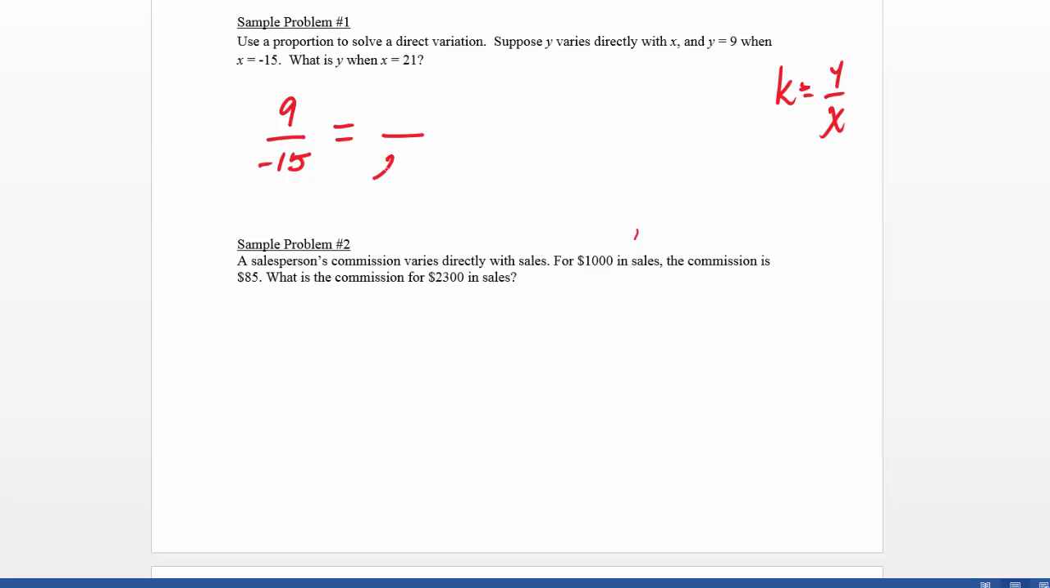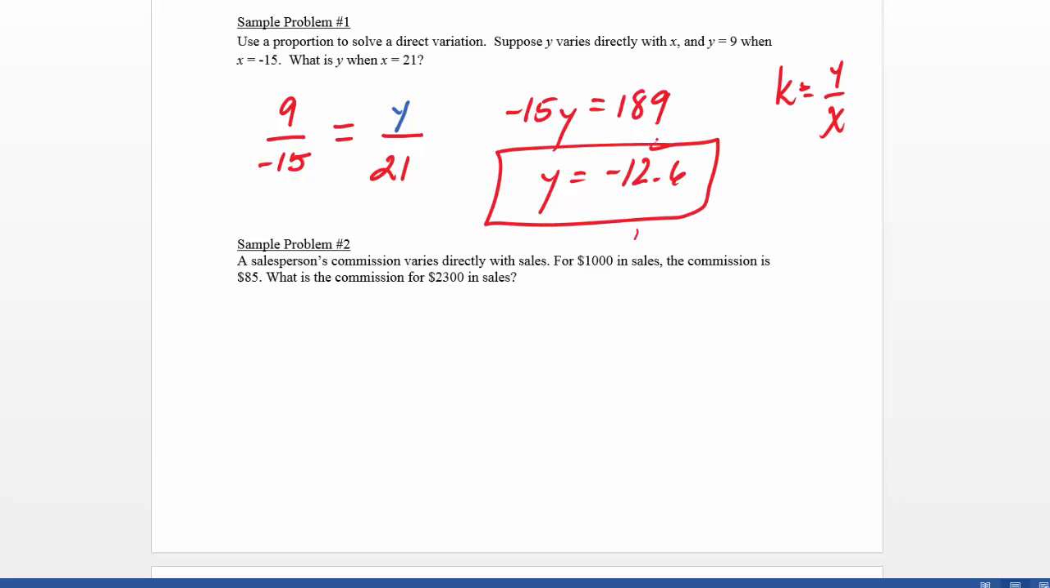So x equals 21. We want to know what the y value is when x equals 21. And there's your proportion. Now, you should remember from Algebra 1, maybe even all the way back to pre-algebra, that whenever you have a proportion, which is simply two ratios that are equal to each other, you use cross multiplication to solve for this. So we'll go ahead and do that. So that's negative 15y equals 189, and y equals negative 12.6. I went ahead and rounded it into a decimal. If you left it in fractional form, that's fine.